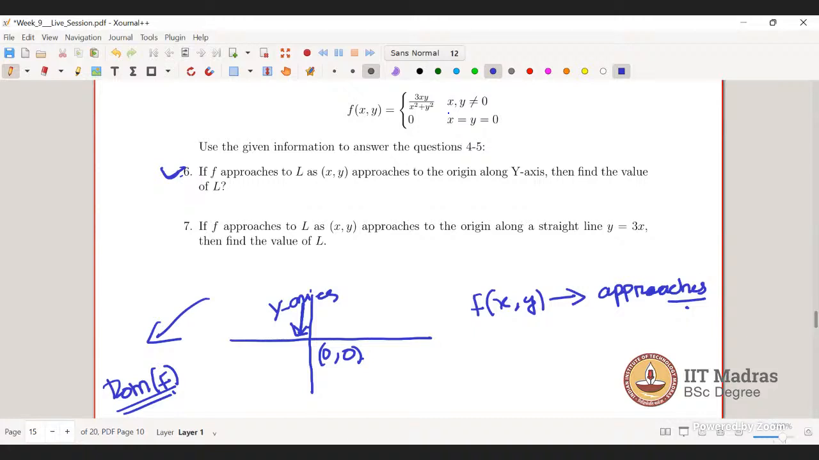So in that case, you have to find the limit. But you don't know what will be the value if you come along this path. It's basically asking you to find the limit of the function when you are coming to origin along this line, the y-axis. You don't know what will be the value of the limit if you come along x-axis or maybe some y equal to x line, this line.